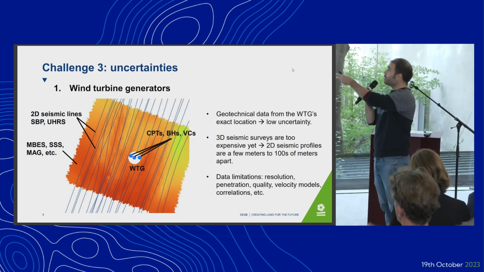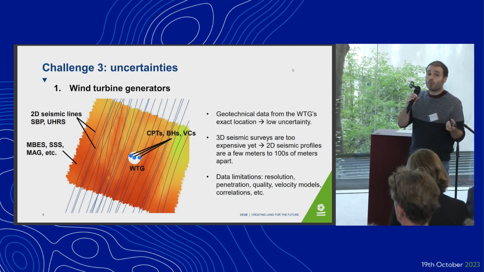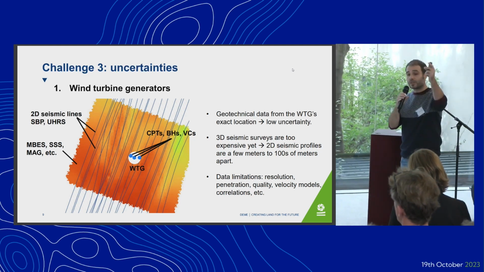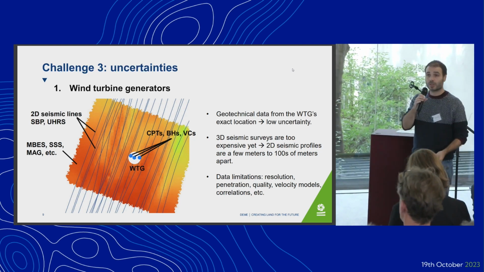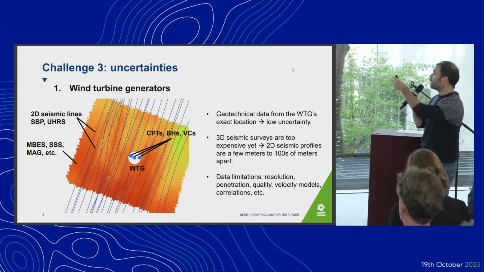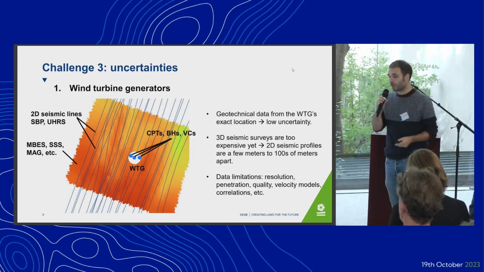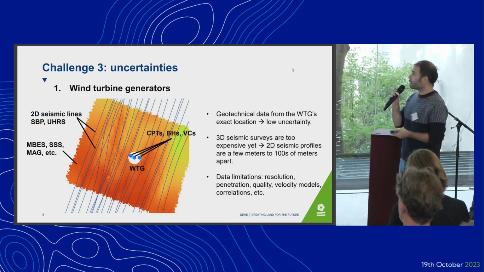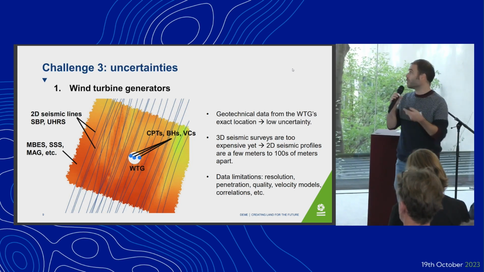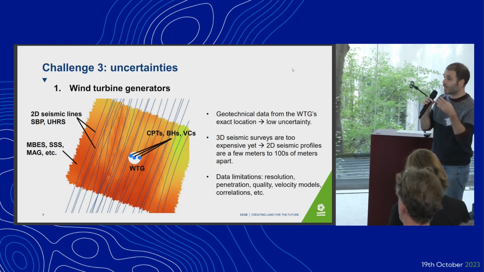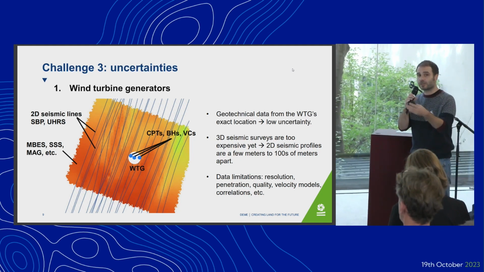For wind turbine generators, uncertainties are low because we can have a borehole in the place where we want to put the wind turbine. We have seismic lines, so we can have quite a lot of data. There is always a limitation to the data, and we need to deal with this. We create risk analysis, gap analysis, and so on to manage the uncertainty.